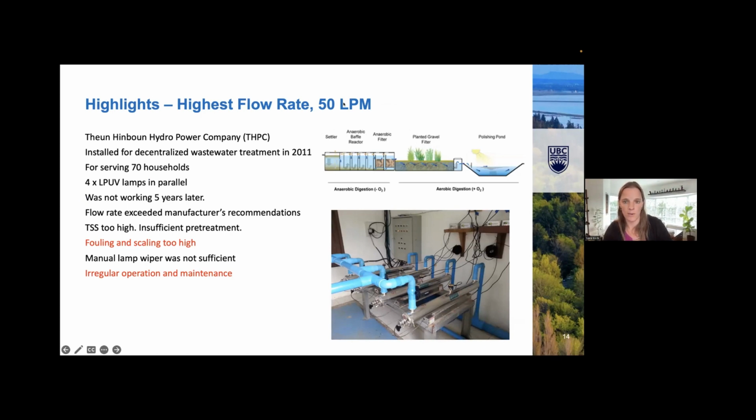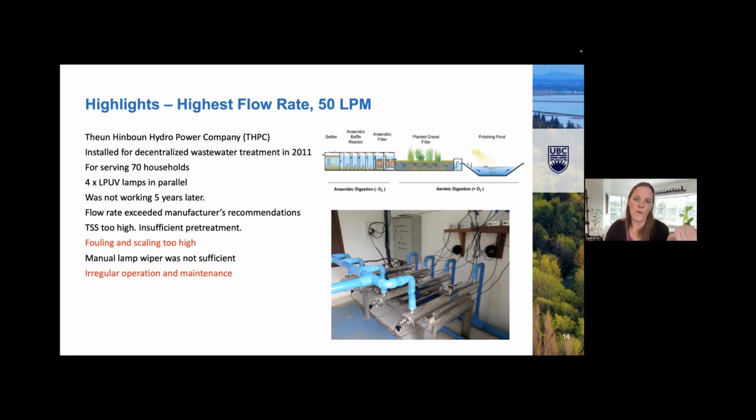And they had this treatment plant with a settler, an anaerobic baffle reactor, an anaerobic filter, and a planted gravel filter. That was all the pre-treatment process prior to the UV disinfection. For UV, they had 4 low pressure UV lamps in parallel, like you see in the picture on the bottom. They installed this in 2011, and then 5 years later, they were having problems with it not working, and they weren't able to meet their E. coli targets. So they asked us to come in and take a look at it and see what was going on.